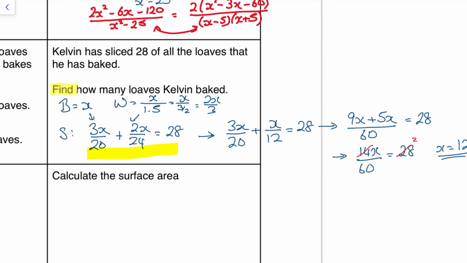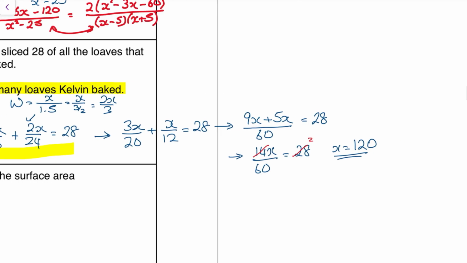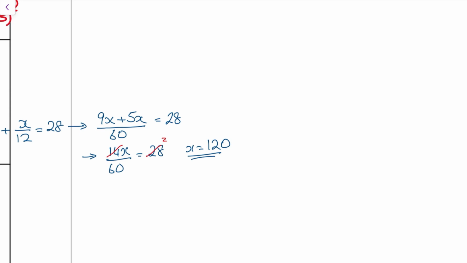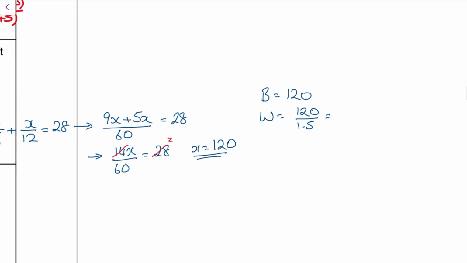What does the question say? Find out how many loaves Kelvin baked. Right. So now I need to go back to the amount of brown loaves was 120. The amount of white loaves was 120 over 1.5. Now you may want to have a calculator here, but I know the answer is going to be 80, because 80 times 1.5 is 120. So I add all these together, and the amount of loaves he bakes is 200.